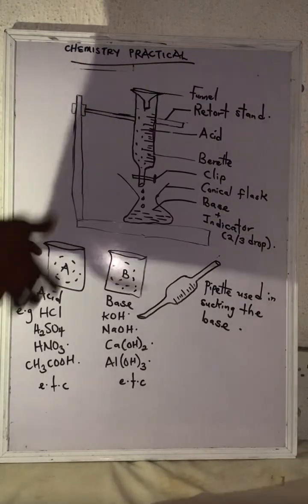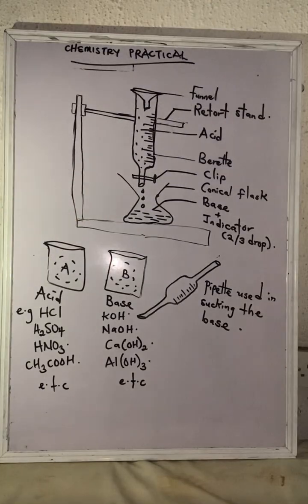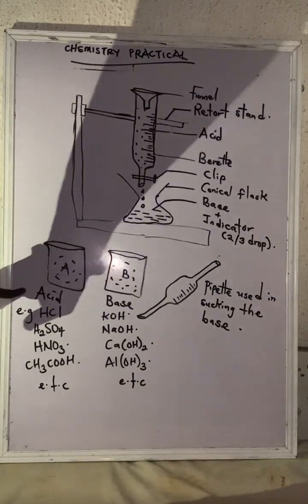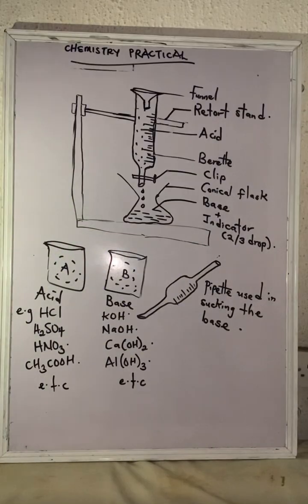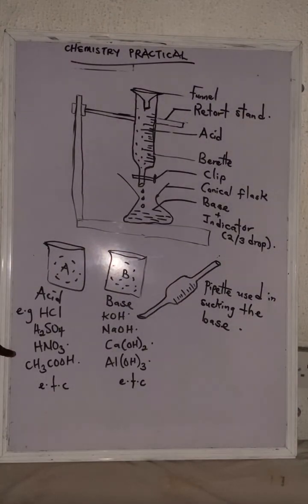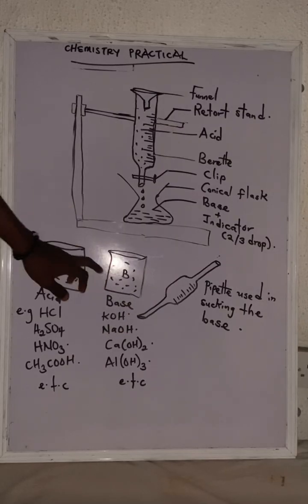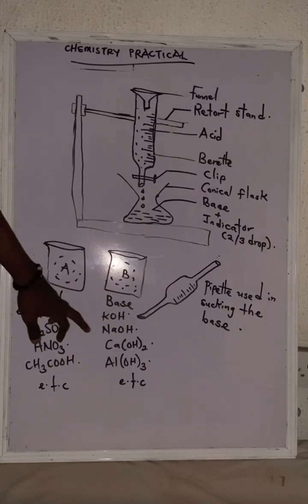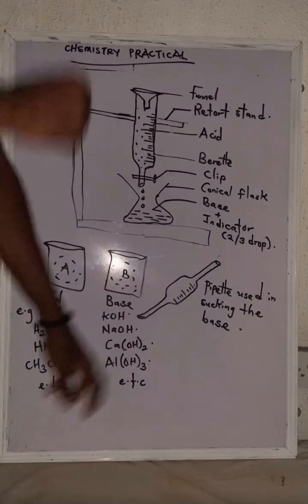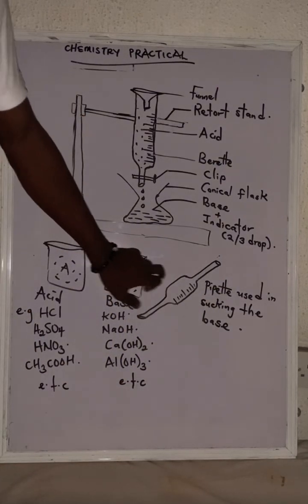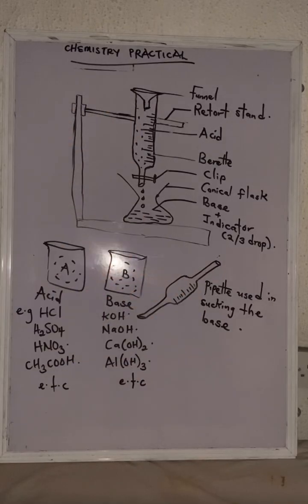This is also another beaker, or it can be a conical flask, where you label it as A, and A should be known as an acid. For example, they might put HCl, they might put H2SO4, they might put HNO3, they might put CH3COOH. And this is another one labelled B. They might put KOH, which is potassium hydroxide, sodium hydroxide, calcium hydroxide, or aluminum hydroxide. So this is the base. And this is a pipette, and you use the pipette in measuring the base. So how do you perform this experiment?